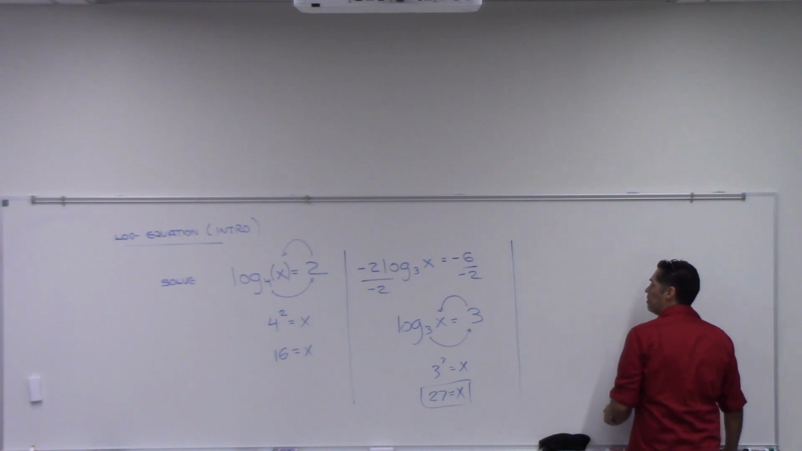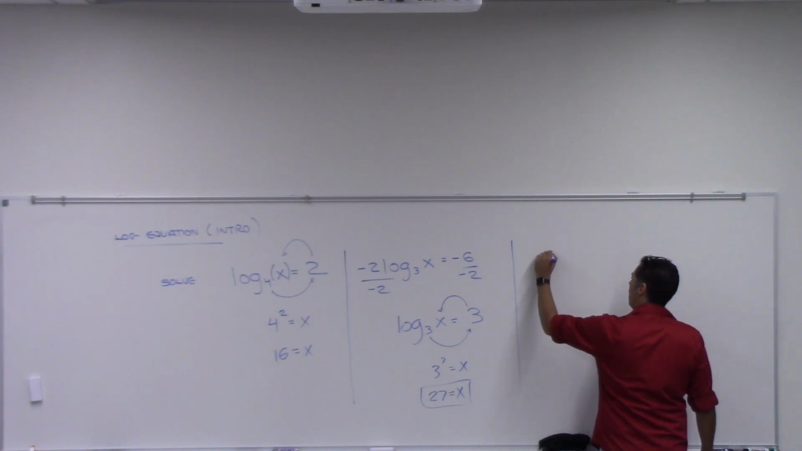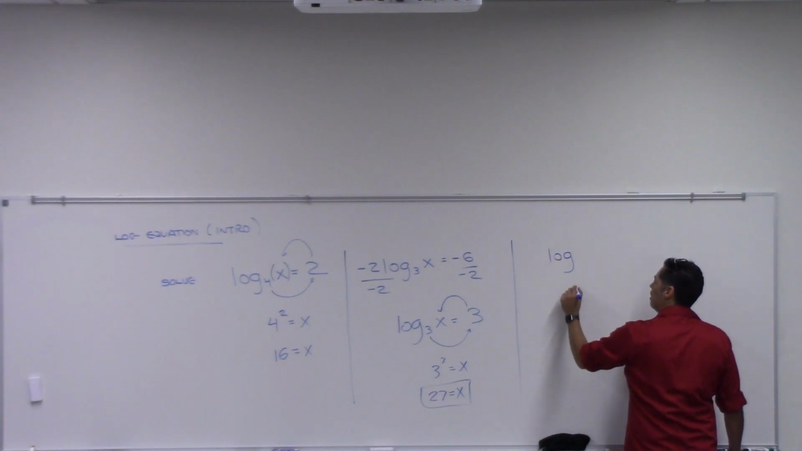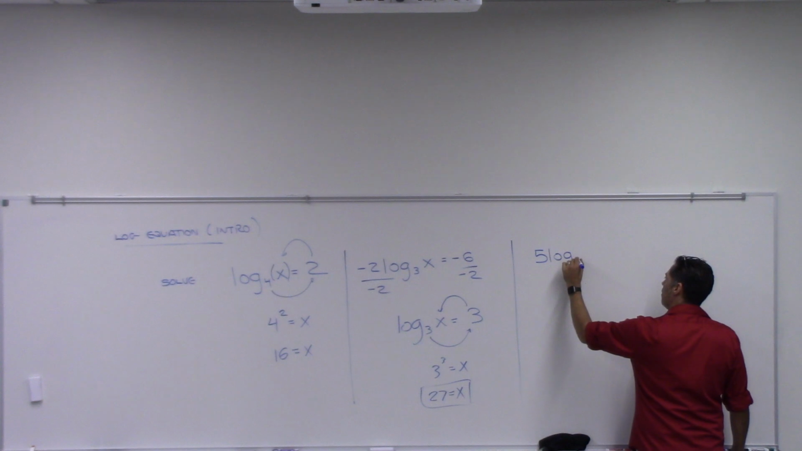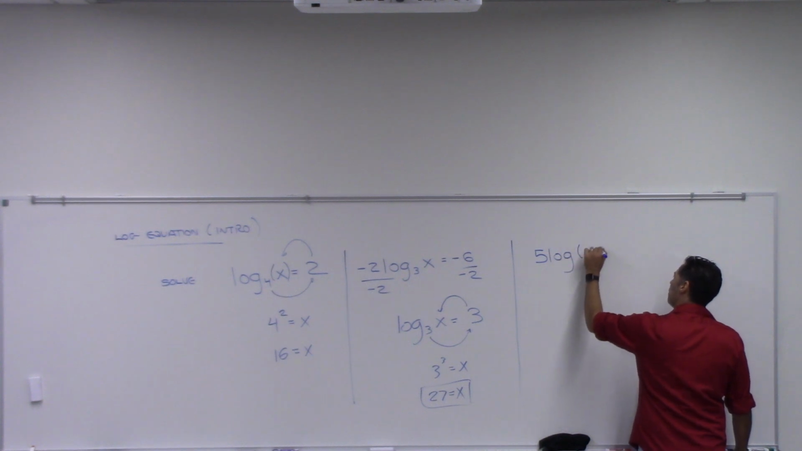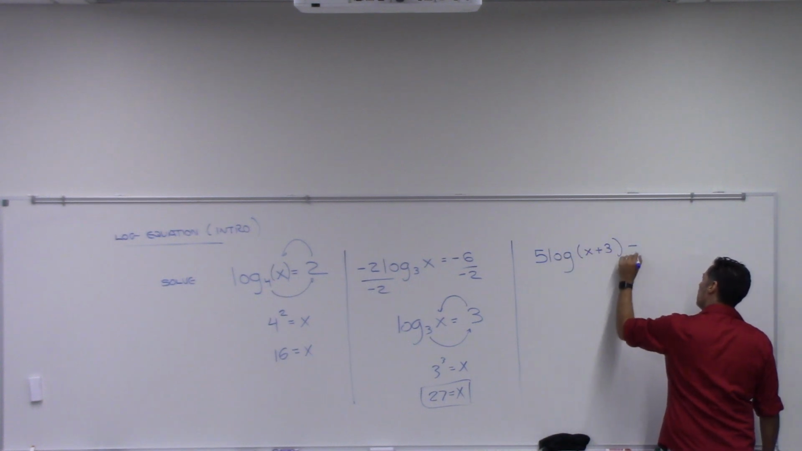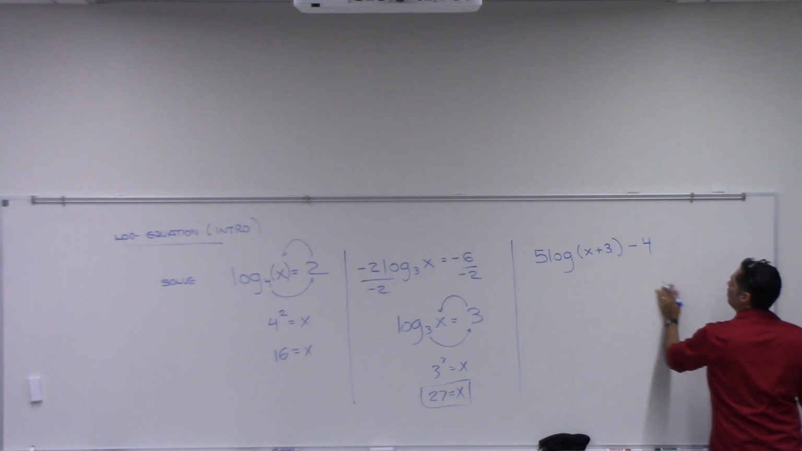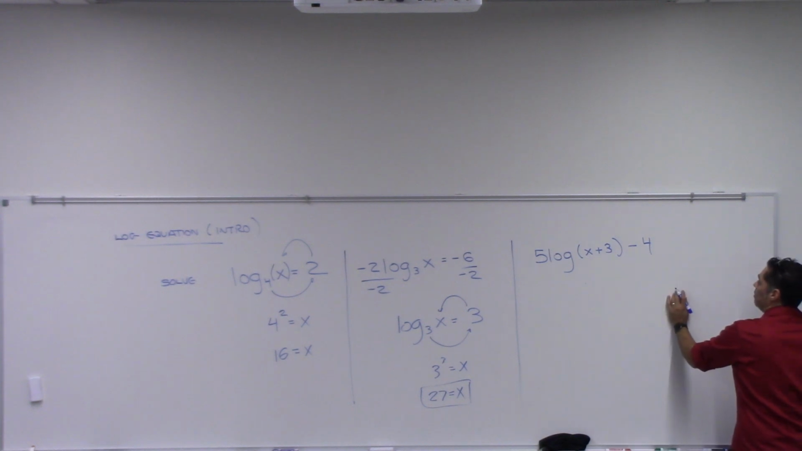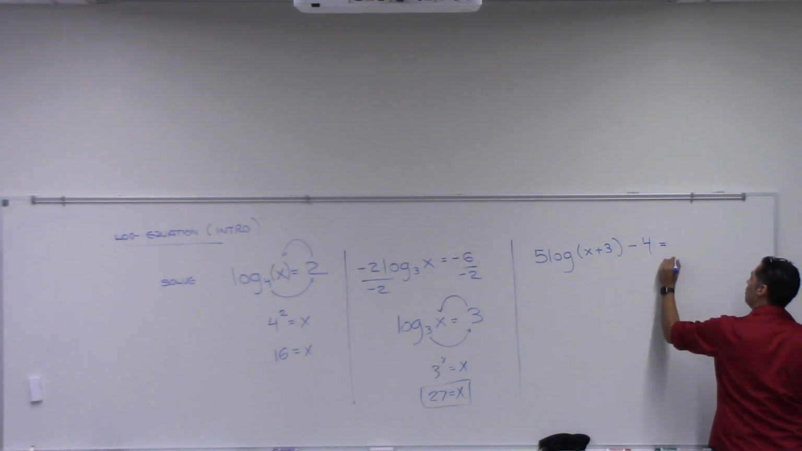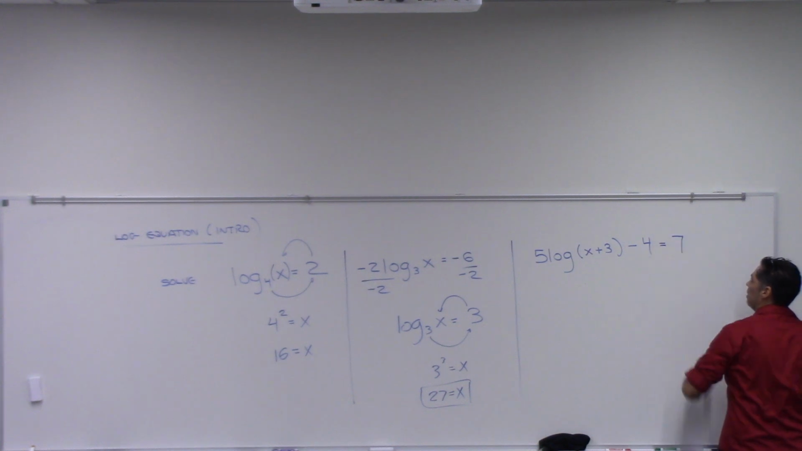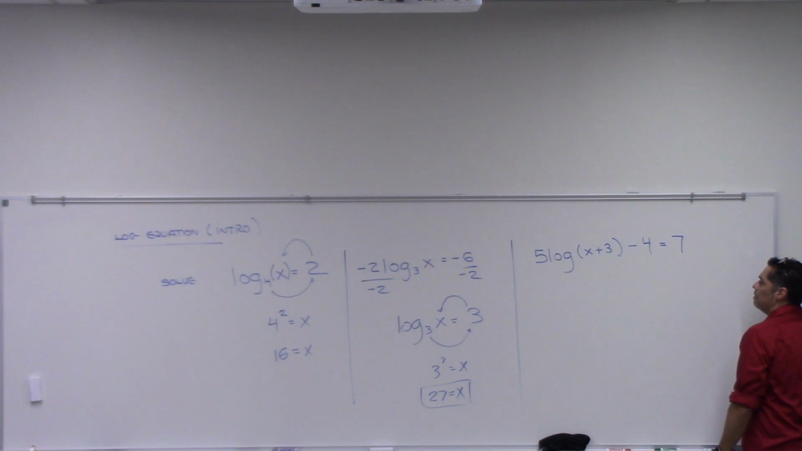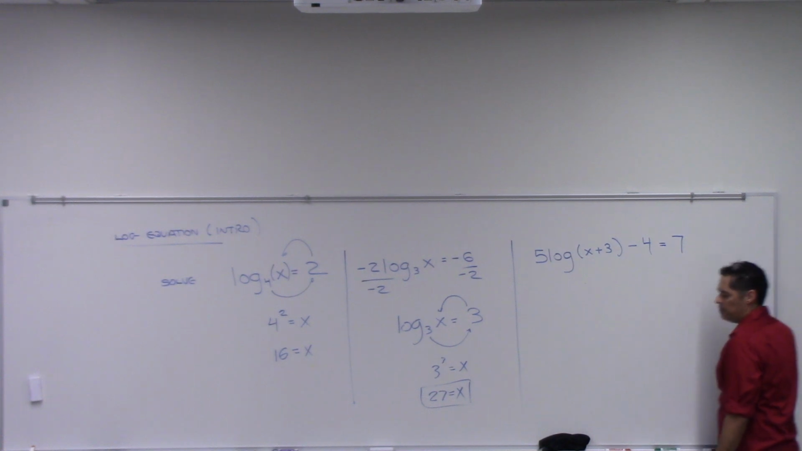Okay, how about this? How about log base 5 of x plus 3 minus 4. Okay, let's go 7. Yeah, let's go 7. Hold on. Yeah, we should be okay.